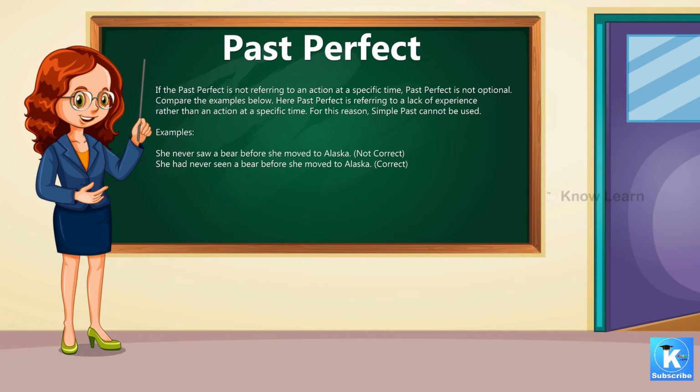If the past perfect is not referring to an action at a specific time, past perfect is not optional. Compare the examples below. Here past perfect is referring to a lack of experience rather than an action at a specific time. For this reason, simple past cannot be used. Examples: She never saw a bear before she moved to Alaska. Not correct. She had never seen a bear before she moved to Alaska. Correct.